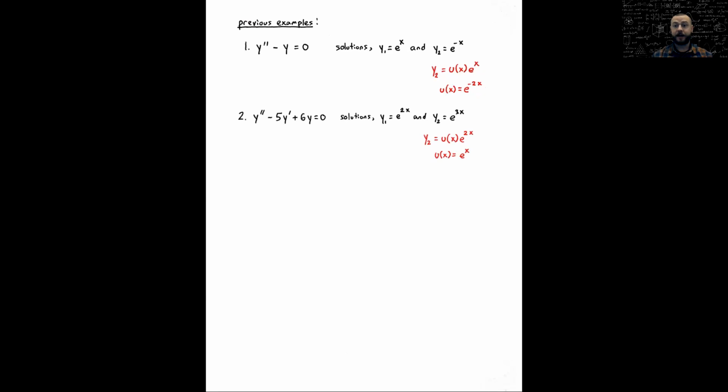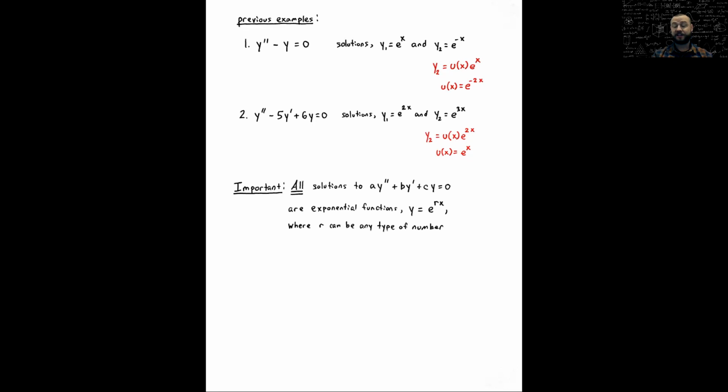Here's another example from that. So we were given one solution, y1 as e to the 2x, and again, we ran through our reduction of order procedure to find a second linearly independent solution, y2, which we found to be e to the 3x. Now with these two examples, you might start to get the feeling that all solutions are exponential functions. And as it turns out, they are.